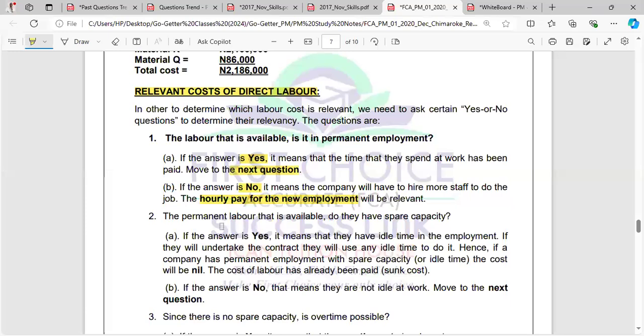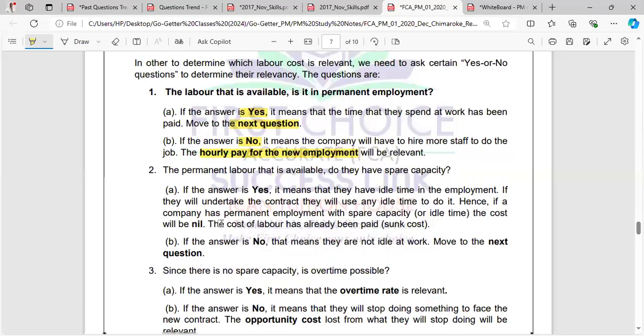You are now asking, this permanent employment, employed labor, do they have spare capacity? So it means that they are already working. You have them on ground. They are already working. But you need somebody to do this job for you. Perhaps it's not part of their job. You need them to do this job for you. Do they have the spare capacity to do the job?